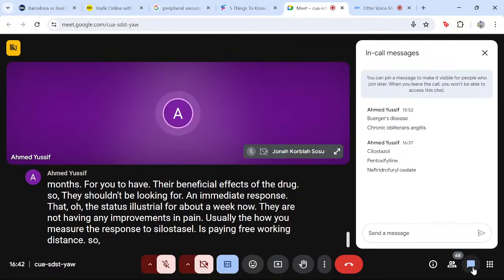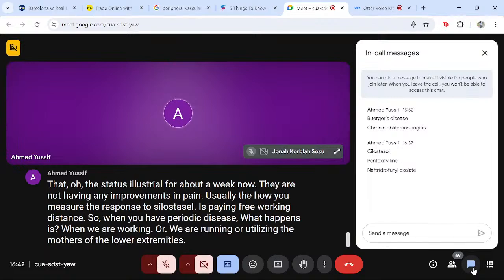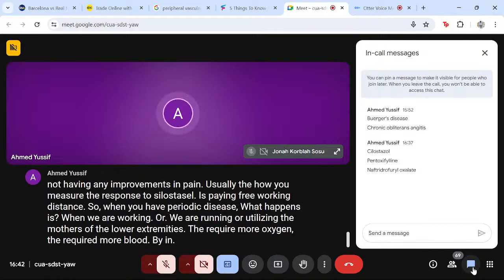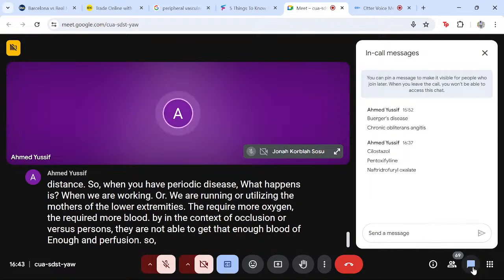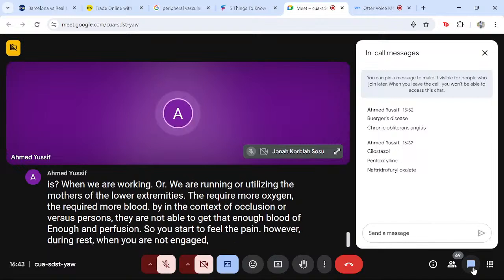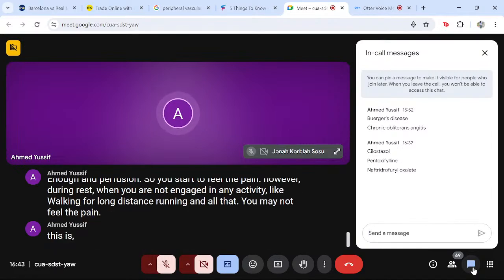So when you have peripheral artery disease, what happens is when you are walking or running or utilizing the muscles of the lower extremities, they will require more oxygen and more blood. But in the context of occlusion or vasospasm, they are not able to get enough blood or enough perfusion. So you start to feel the pain. However, during rest, when you are not engaged in any activity like walking for long distances or running, you may not feel the pain. This is what we call intermittent claudication.